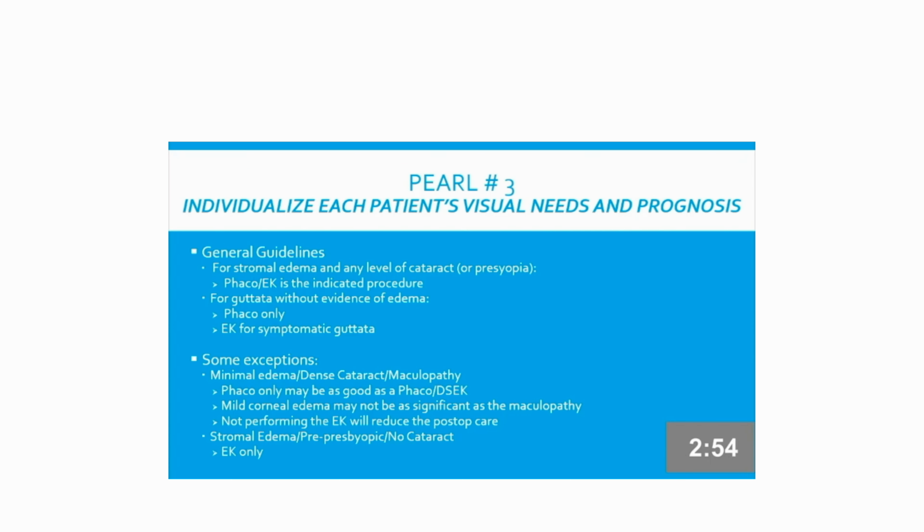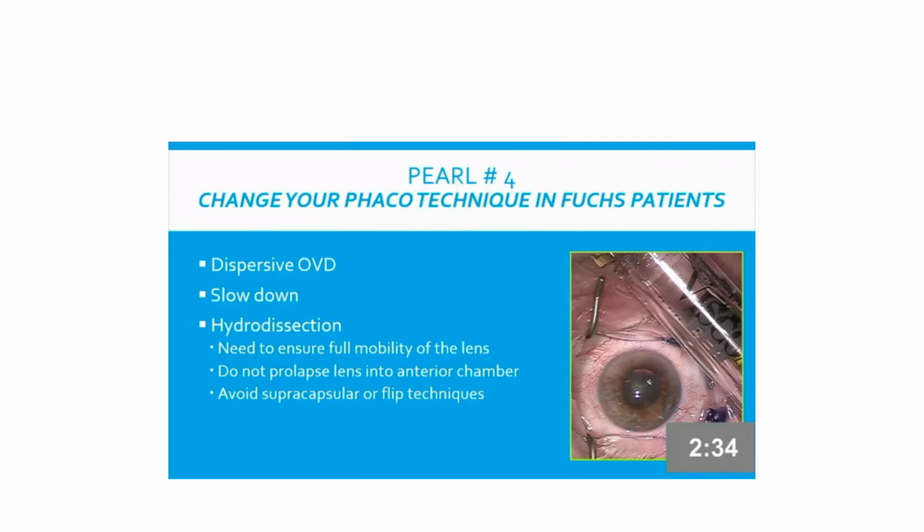Some exceptions to those guidelines: if the patient has minimal edema, a dense cataract, and maculopathy, they may do fine with phaco alone with residual stromal edema because of the decreased visual potential. And then if the patient has stromal edema, but is pre-presbyopic and has no cataract, we're going to do an endothelial keratoplasty alone, and we're not going to take out the lens.